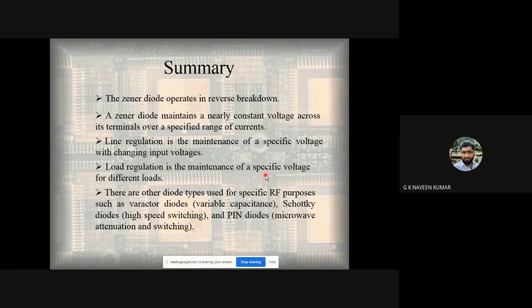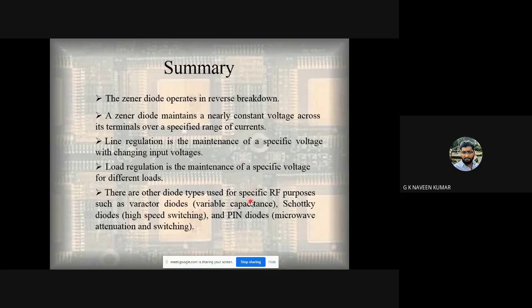Load regulation is the maintenance of a specific voltage for different loads. Load regulation is a property where you can maintain a specific or constant voltage for different loads. Suppose there are n number of loads, you can maintain a constant voltage across each load irrespective of the change in input voltage, or irrespective of the change in load. Wherever there are load changes, the Zener diode will ensure there is load regulation, which is nothing but the maintenance of the specific voltage across different loads.